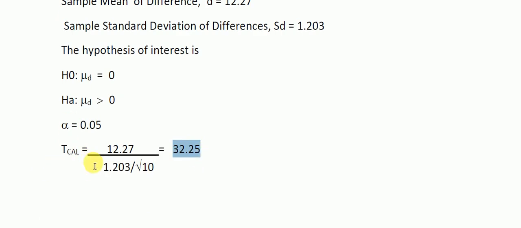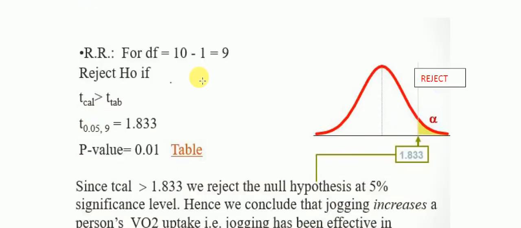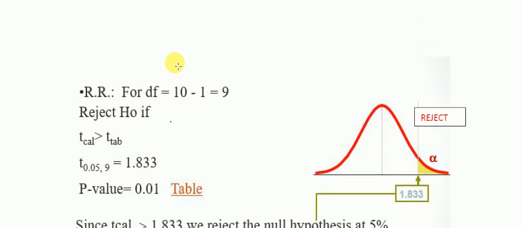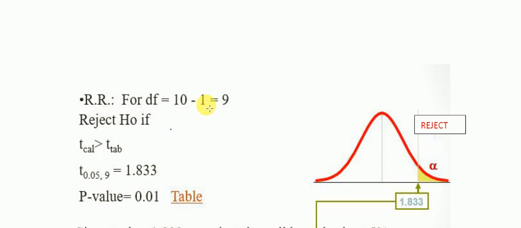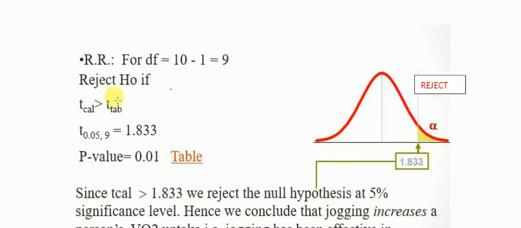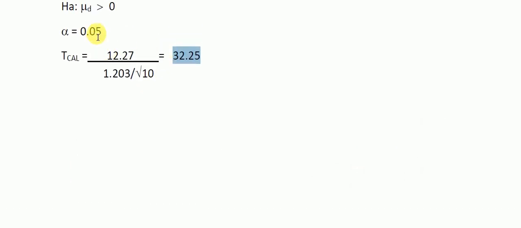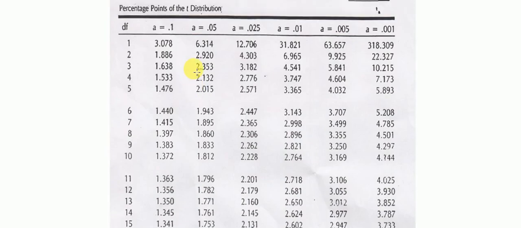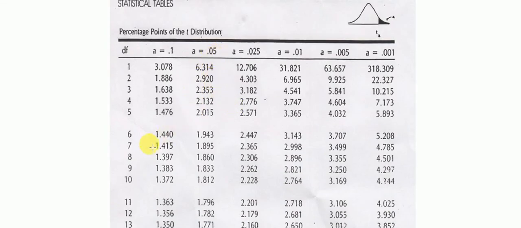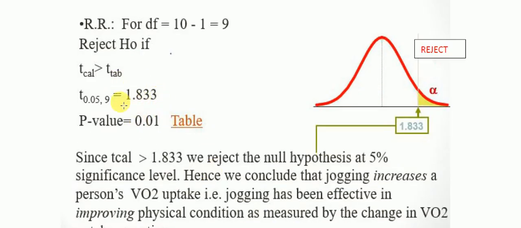Next we will have to calculate the value of t tabulated. As always, we'll need two things for t tabulated. For degrees of freedom, we'll subtract 1 from the number of pairs of samples that we have. So 10 pairs minus 1 is equal to 9. And then we'll have the value of alpha, which is 0.05. So now we'll go to the t table and see the corresponding t value for 0.05 and 9. So let's go to the t table. 0.05 is over here, 9 is over here, they intersect over here. So it's 1.833. And here we have our t tabulated, which is 1.833.